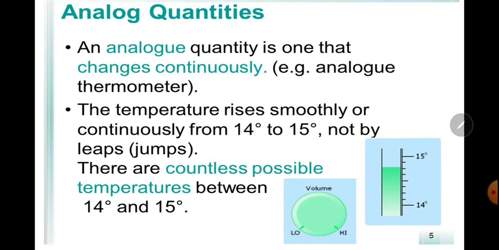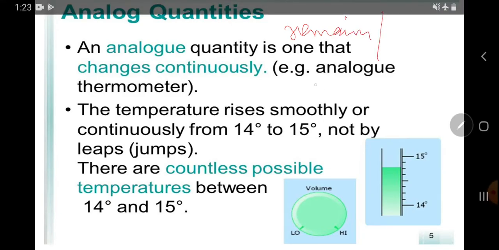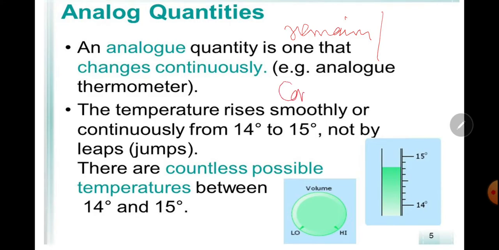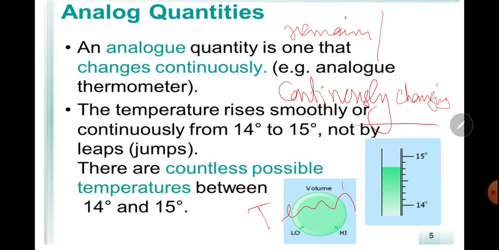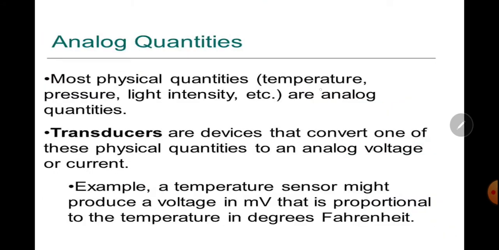Analog electronics. Those quantities which keep continuously changing are called analog quantities. The temperature of the day is changing continuously, so it is an analog quantity. Temperature, pressure, light intensity, these are analog quantities.